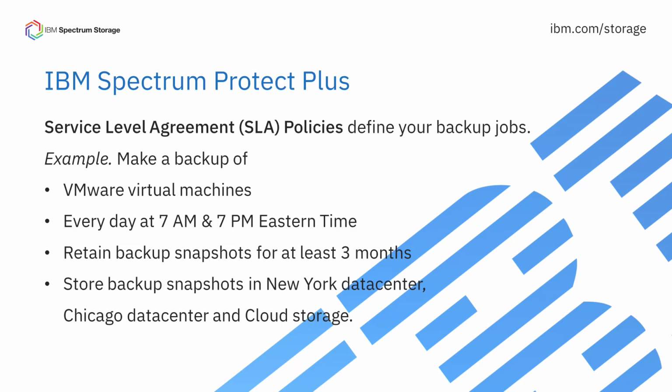For example, you can set up an SLA policy to define backup jobs that take a backup of your VMware virtual machines every day at 7 a.m. and 7 p.m. and keep your backup snapshots for at least 3 months. You store your backup in a data center in New York, as well as another one in Chicago, or you can even store your backup snapshots in cloud storage.